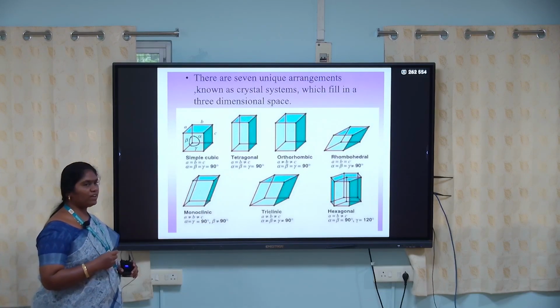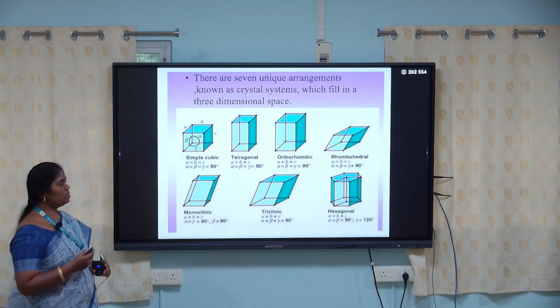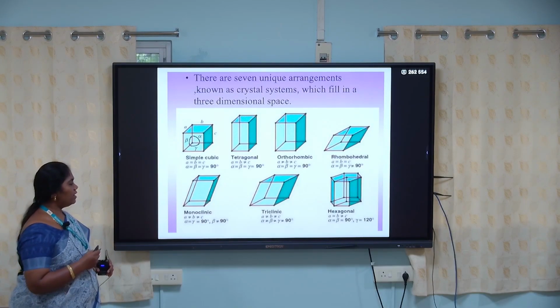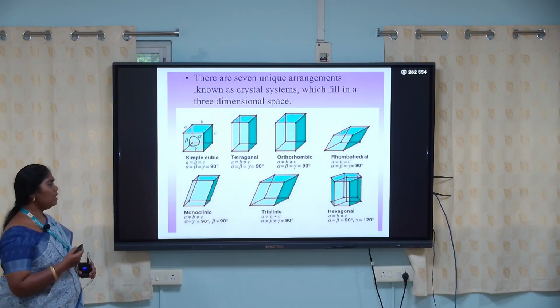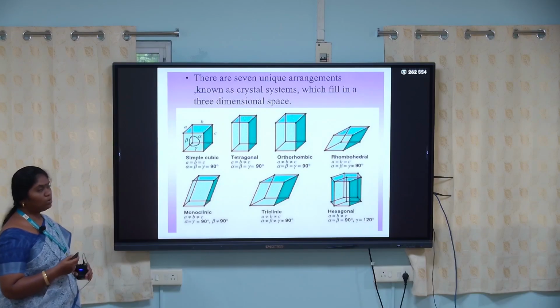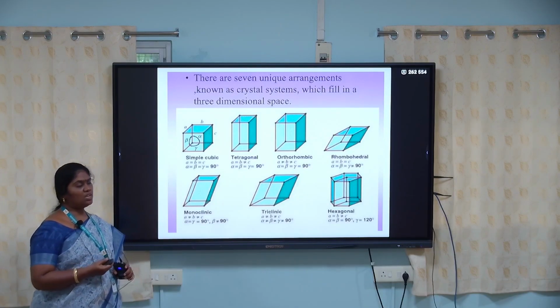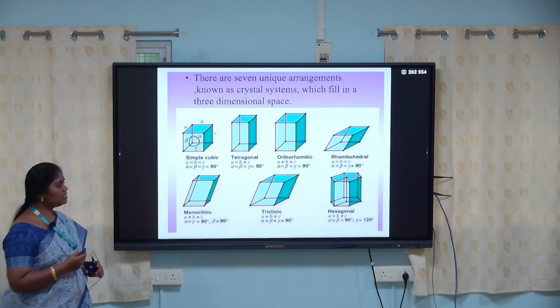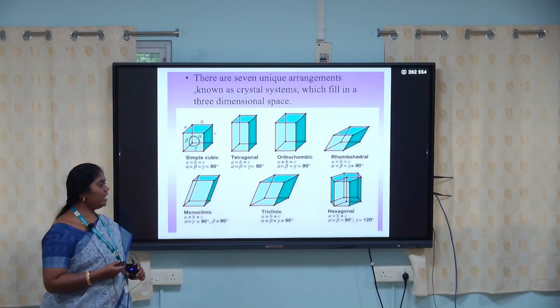Whereas in the case of triclinic, A is not equal to B, B is not equal to C. So the three faces are not equal, and the angles are also not equal to 90 degrees. That is, alpha is not equal to beta, beta is not equal to gamma, and none is equal to 90 degrees. And if you take the hexagonal, A is equal to B and B is not equal to C. The angles between the faces, alpha and beta, are equal to 90 degrees, and gamma is equal to 120 degrees.